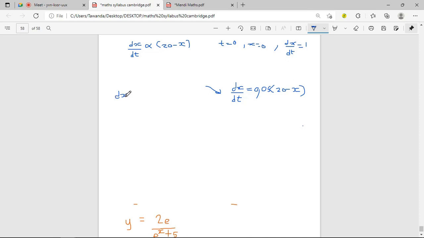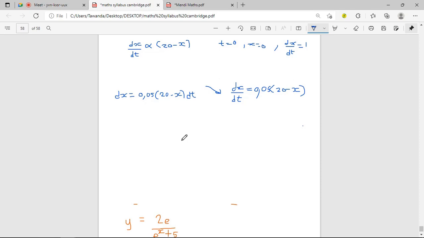So we're going to have dx is equal to 0.05 open bracket 20 minus x, dt. Have we managed to separate the variables? No. So next, what are you going to do?